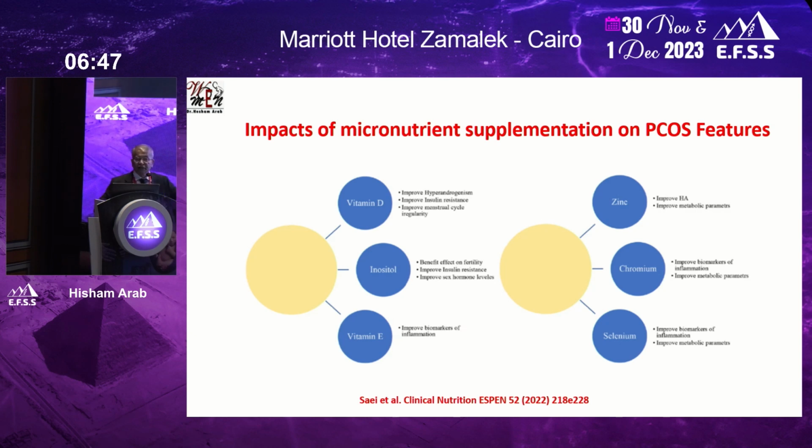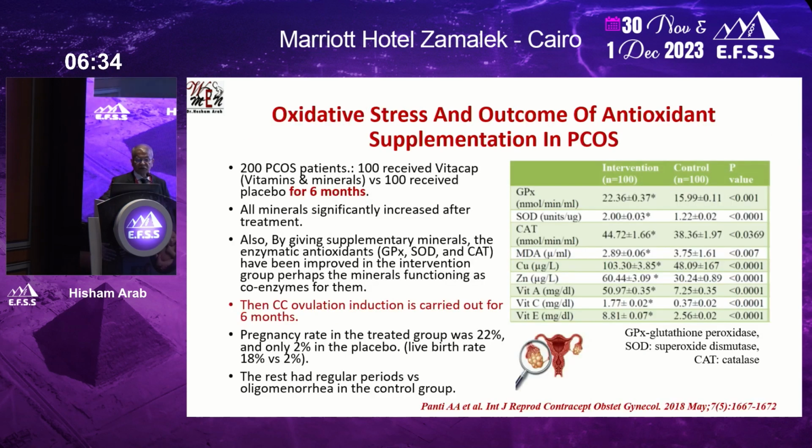It's not just the L-carnitine. We have many others. For example, we have vitamin D, inositol, vitamin E, zinc, and selenium, and all these as antioxidants work together to give you better results. The oxidative stress and the outcome with the use of antioxidants, in fact, is represented in this study beautifully. They had 200 patients. 100 patients received minerals and vitamins for 6 months. The other 100 did not.